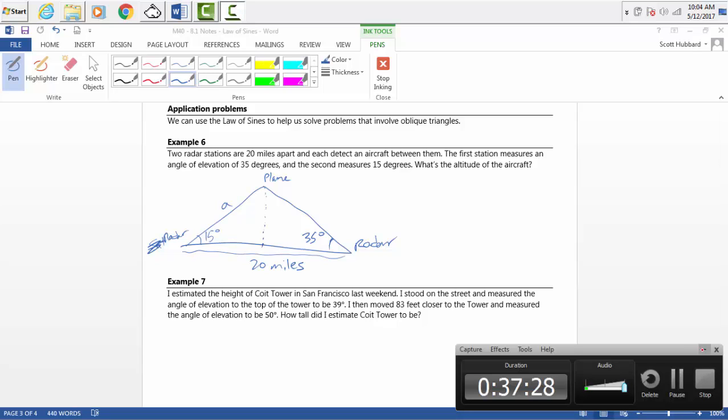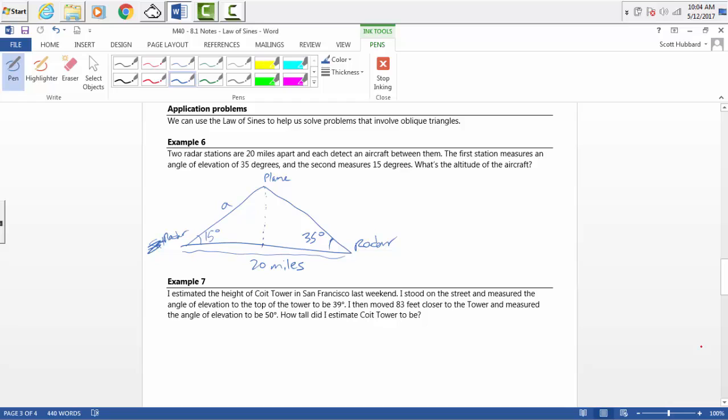Make sure the volume works. So we have 15 degrees here, 35 degrees, 20 miles in between them. What do we want to find? We want to find the altitude, so we'll call that a height. That's the altitude of the aircraft, how tall it is. Let's start plugging and chugging. Since I dropped this altitude, that makes a right angle. So if I can figure out this A as the hypotenuse of this triangle, then I can figure out what this length is as well.